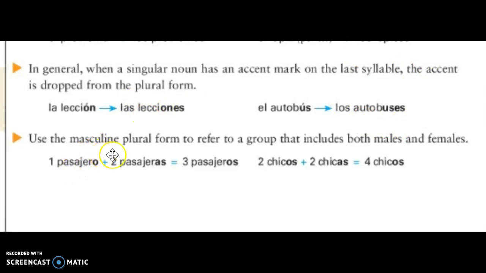Use the masculine plural form to refer to a group that includes both males and females. Teaching in an all-girls school, I always have very interesting reactions to this because when there are two girls and one boy involved, in the plural form it's still going to become masculine. Examples of that is un pasajero, dos pasajeras, tres pasajeros. So if you had two female passengers and one male, when you put them all together for the plural form, it's still going to be masculine because there's one boy involved.